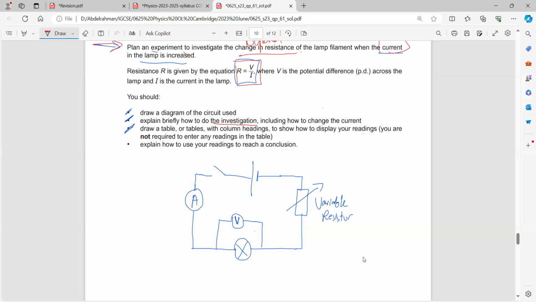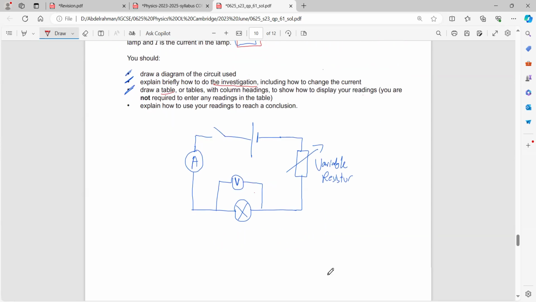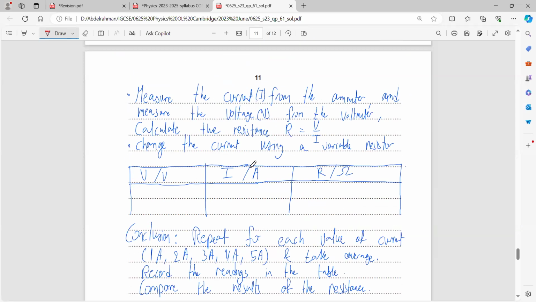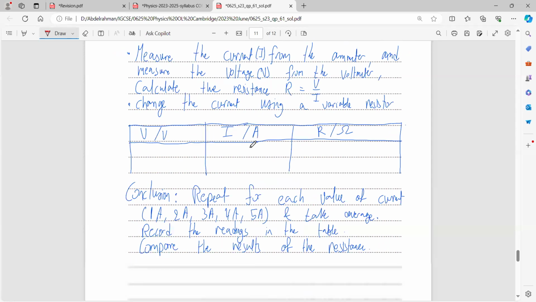For this table, what are the requirements? What are the columns you need? You could add the current in amperes, the voltage in volts, and you have to add the resistance in ohms. This is the table. For this question, it was such an easy question. Honestly, I really hope that you have an easy question like this one. It's a really trivial and easy question.